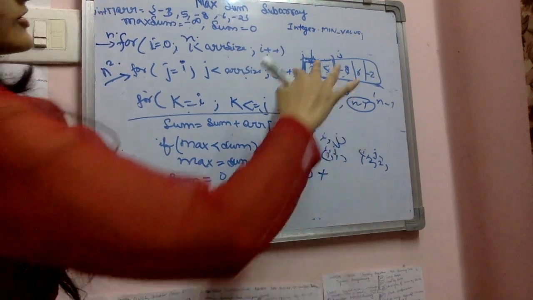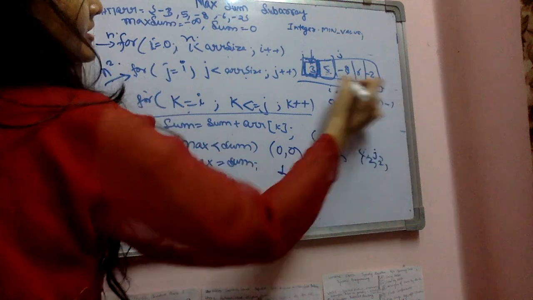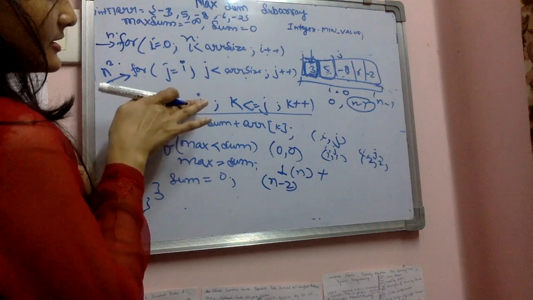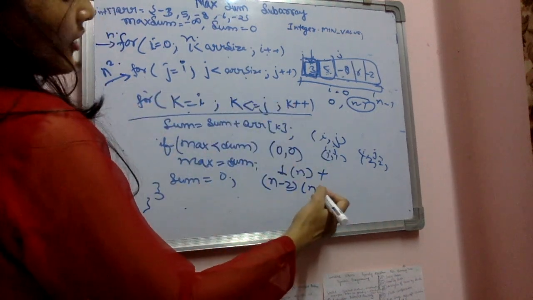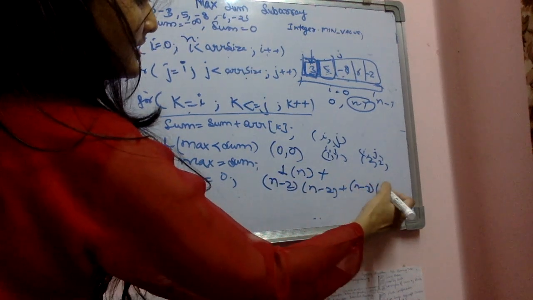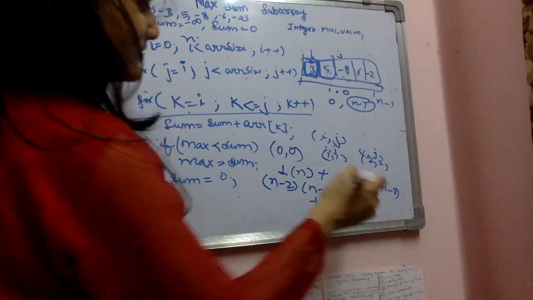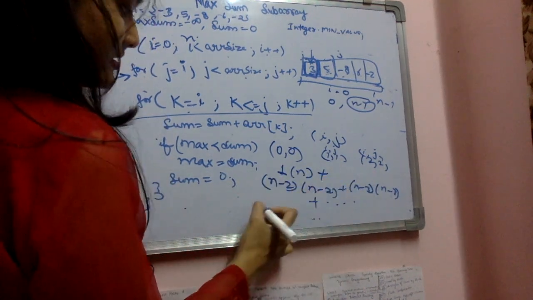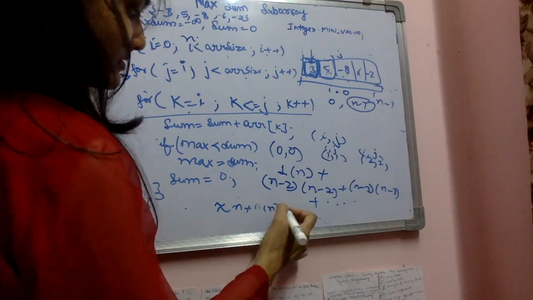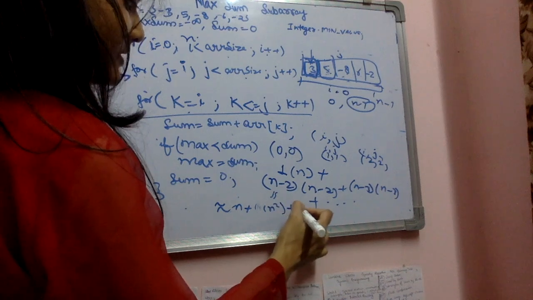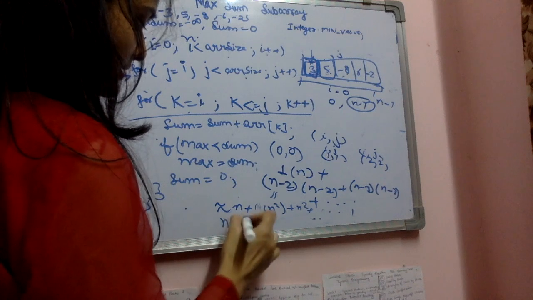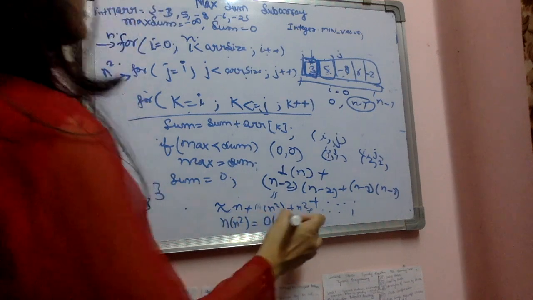Okay. Now subarrays of size 2. There are n minus 1 subarrays of size 2, so n minus 1 times it is going to run from i to j. Similarly, n minus 2 into n minus 2, then n minus 3 into n minus 3. This way, if you sum up, this value will be roughly n square, so we are going to get n square times n, which is order of n cube.